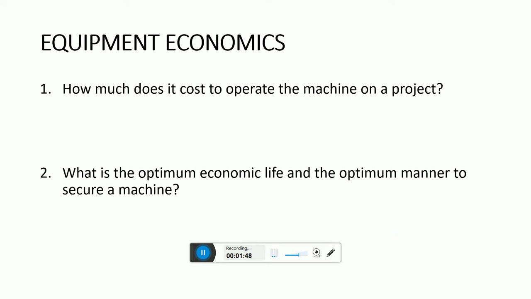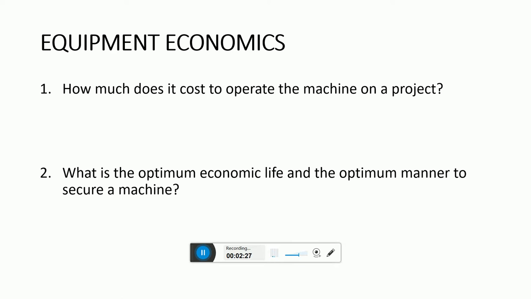Basically, when we are dealing with equipment economics, we have two basic questions. How much does it cost to operate the machine on a project? And what is the optimum economic life and the optimum manner to secure a machine? Equipment cost is often one of the contractor's largest expense categories, and it is a cost with different variables. To be successful, equipment owners must carefully analyze and answer these two questions separately.